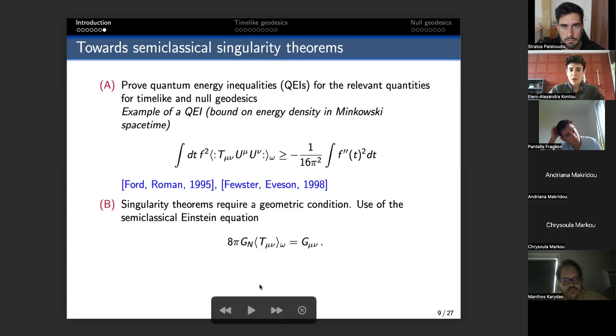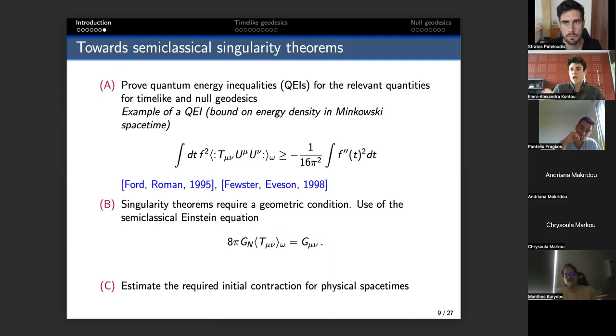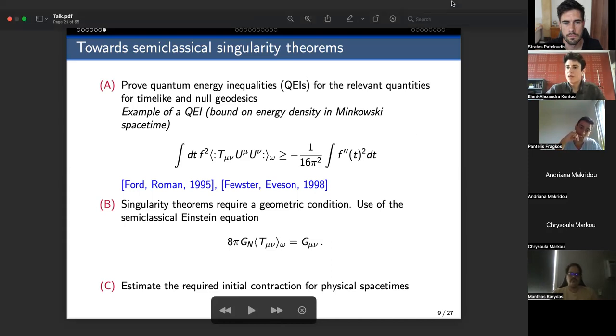The third step is to actually estimate the required initial contraction or mean normal curvature for physical spacetimes. To give an example, we want to see if the theorem that we can prove for some quantum field is actually applicable. Because if we have a very, very strong initial condition that is never satisfied, then the theorem is not very good. It has no applicability. So I'm going to talk about how to do these three things for time-like geodesics and for null geodesics. Are there any questions?